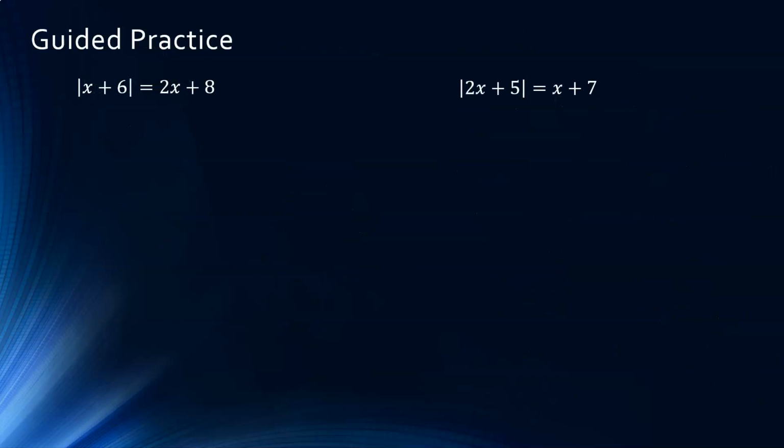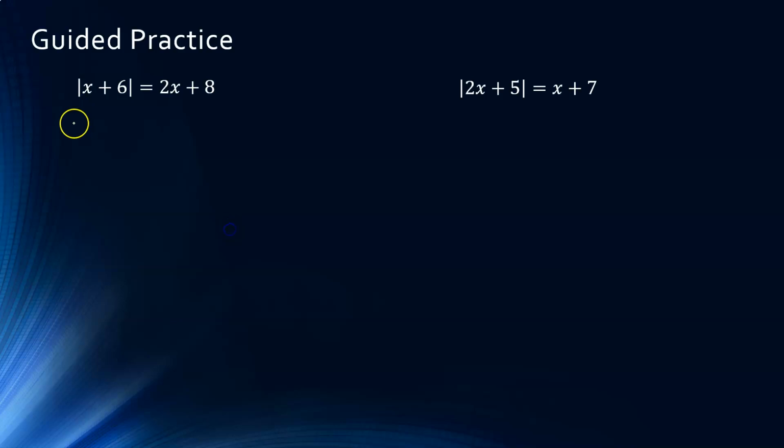All right, let's see how you're doing with this. I want you guys to go ahead and try these two on your own. So pause the video. If you notice, both of the absolute values are already isolated. They're by themselves, so you just need to set up your two separate equations. So go ahead and give these two a shot and hit play when you're ready to check to see if you've done them correctly.